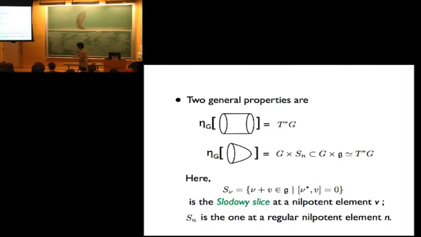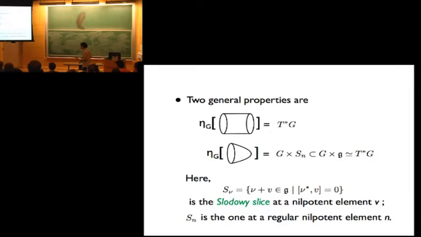So it's the standard definition of the Slodowy slice at a general nilpotent element n. But in this case, I choose a particular nilpotent element n, which is the biggest nilpotent element, or regular nilpotent element. So this is the assignment of these two.